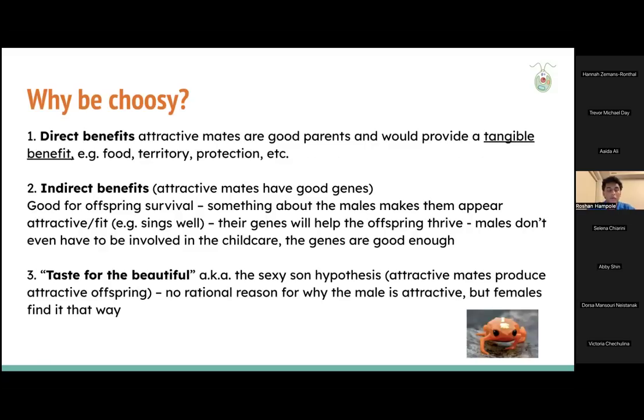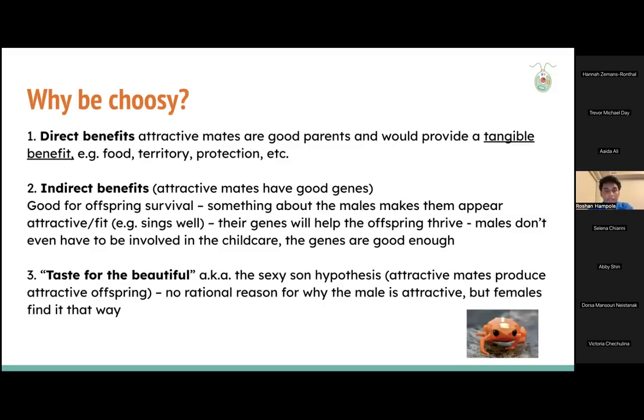All right, so what is the benefit of one sex being choosy with the other? There are three different terms to know. First is direct benefits. Attractive mates make good parents and would provide a tangible benefit like food, territory, or protection. Generally this is when we're talking about both sexes being involved in parental care.